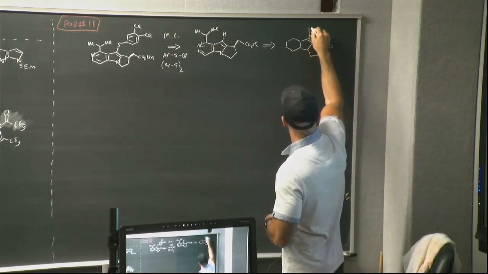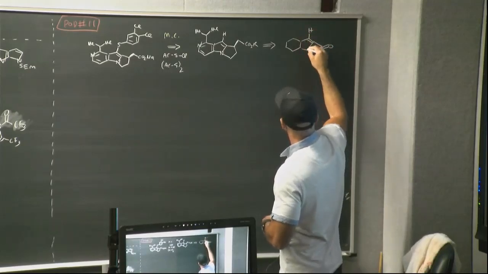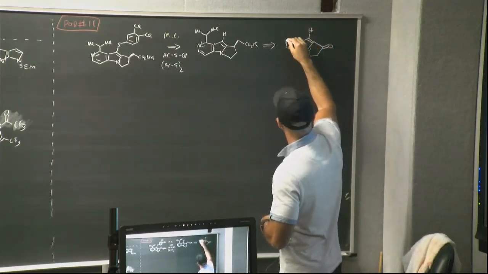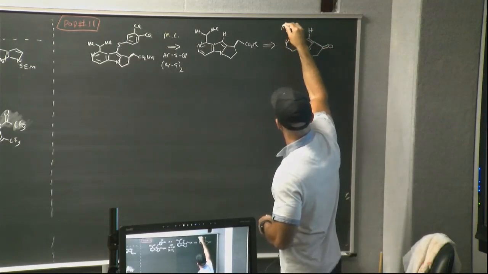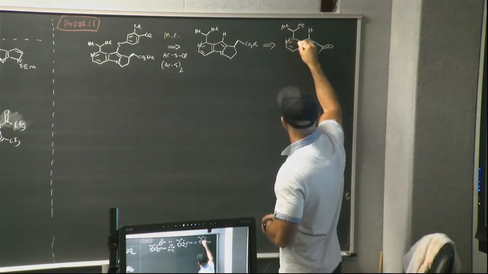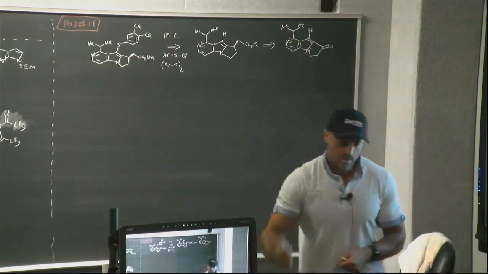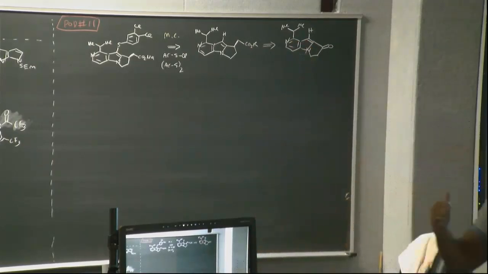So what they did was a simple Horner-Wadsworth-Emmons followed by reduction. But you could easily do what we did on Monday. Just reduce it down and then Mitsunobu it and then decarboxylate. No problem doing that. But they did HWE, followed by reduction. Now, how do we make this thing?